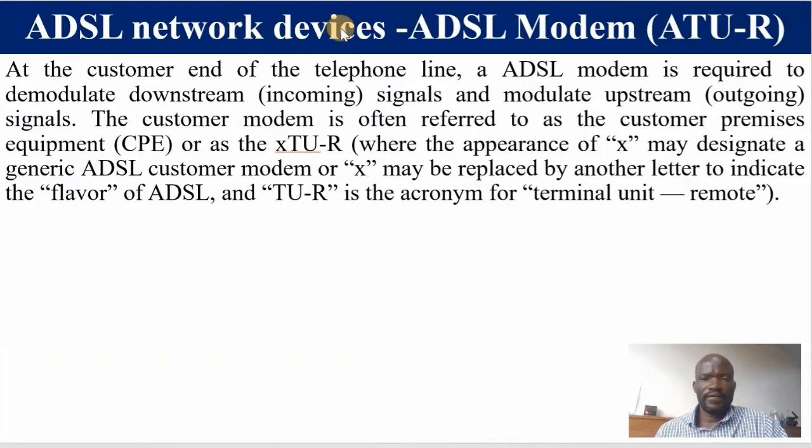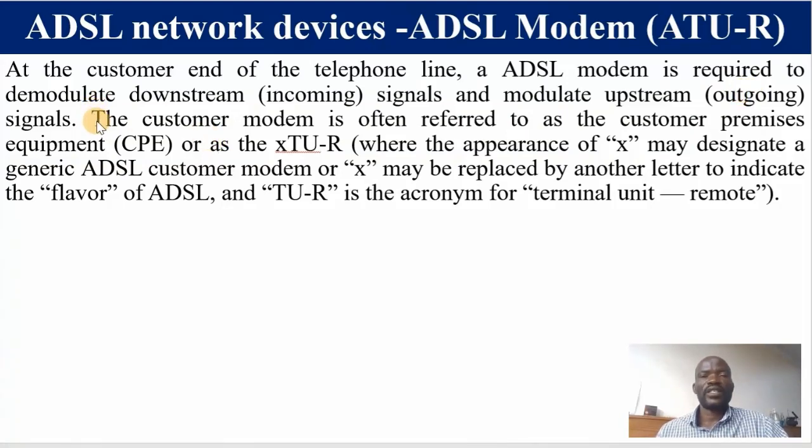ADSL network devices. And we are going to start by exploring the ADSL modem. The ADSL modem is also known as the ADSL transceiver unit remote, with reference to the central location, which is the exchange. So we are saying this is found at the customer's premises, or at the end of the UTP line. And what is its function? It demodulates downstream, or the incoming signals, while modulating upstream, or the outgoing signals.